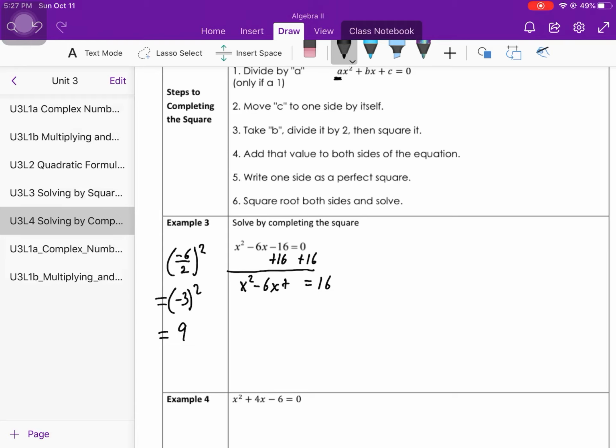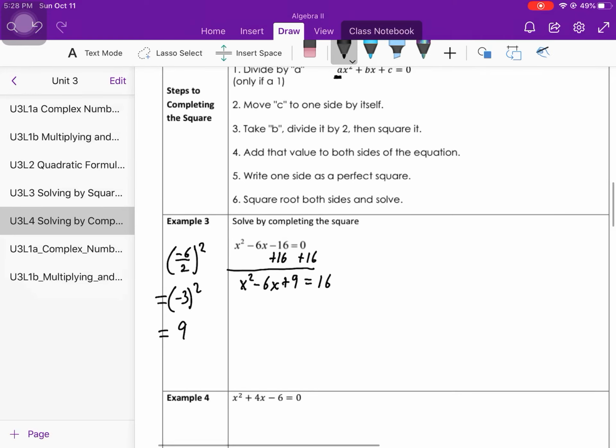The reason I left some space is because that's what I have to add right here, plus 9, like what we were doing up above. But what I do to one side, I have to do to the other. So I need to add 9 to both sides. Now that I've completed the square, I'm going to factor this, because I'm going to get the double parenthesis. On the right side, 16 plus 9 is 25.